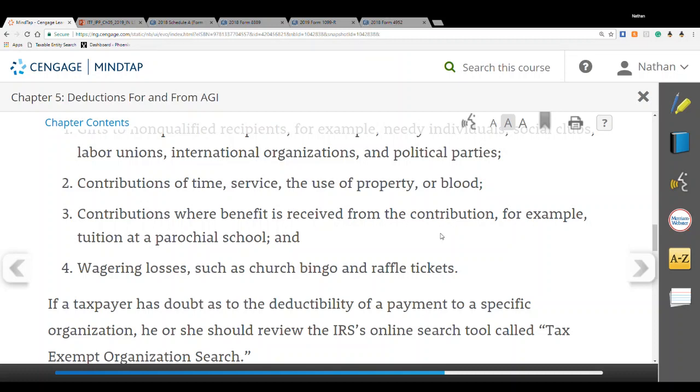Contributions where benefit is received from the contribution, for example, tuition at a parochial school. I mean, if you buy Girl Scout cookies, well, yeah, you're donating to a non-profit, but you got benefit from it for the Girl Scout cookies. So it doesn't work. And wagering losses such as church bingo or raffle tickets. Okay, anything that deals with something that you could have won something. Now, we always want to watch out on these. That's a lot of stuff.